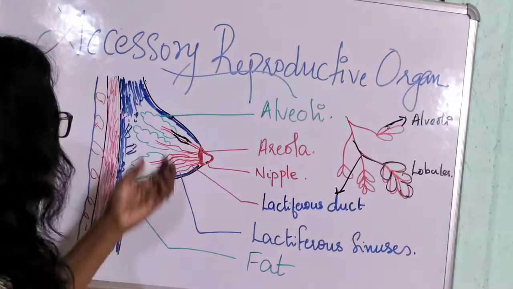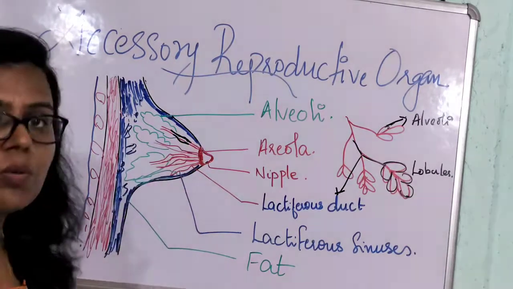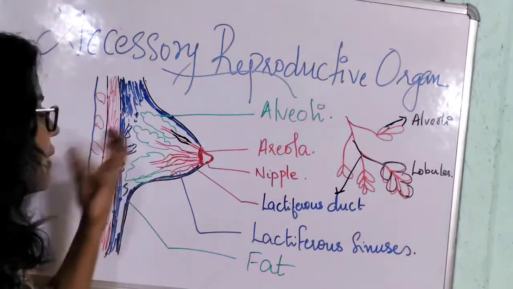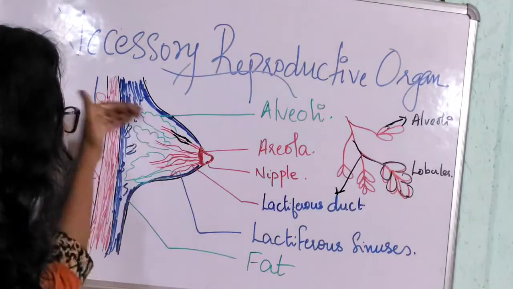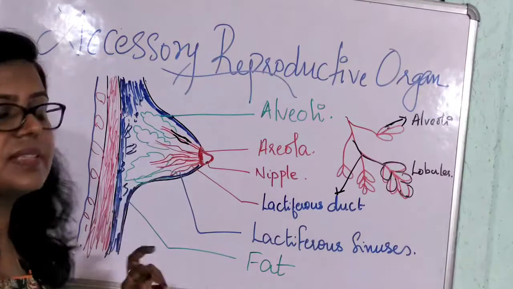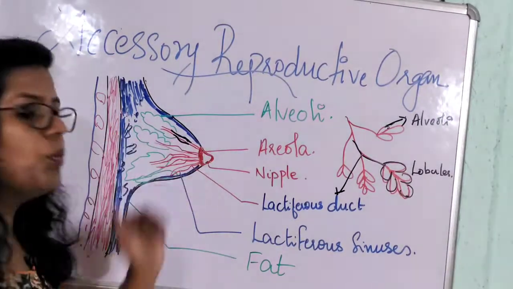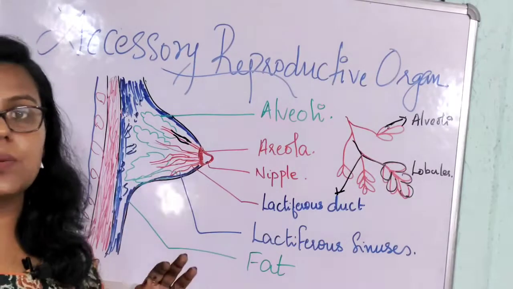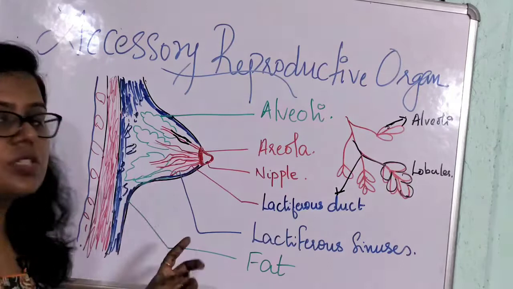What is the peculiarity of the alveoli or the lobules? The milk is secreted and stored in them. After that, the milk comes out through the lactiferous sinuses and the lactiferous duct, and then it opens into the nipple. So this is the simplified explanation of the structure of the breast.